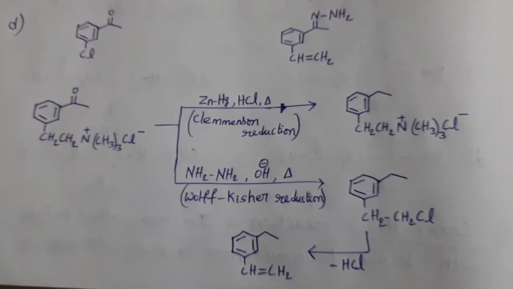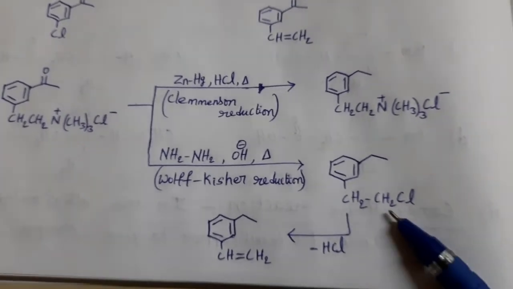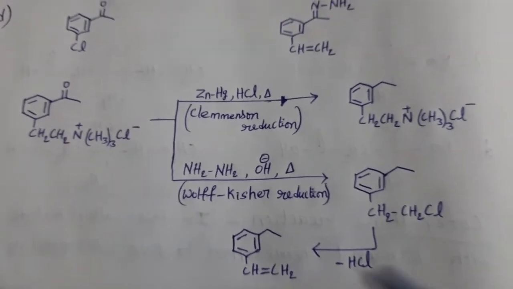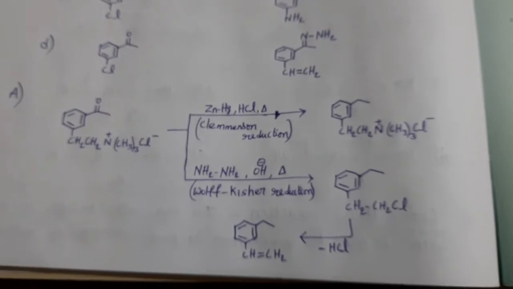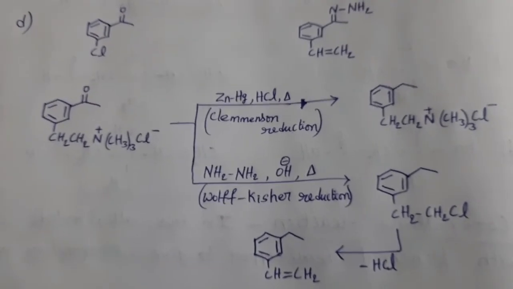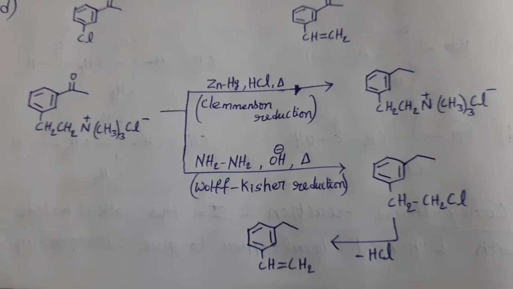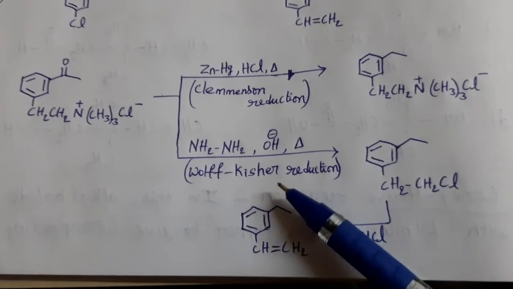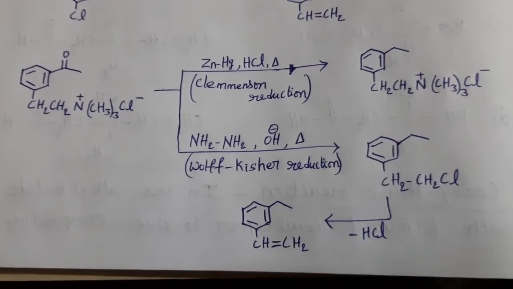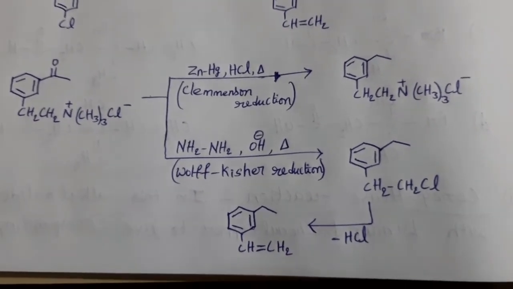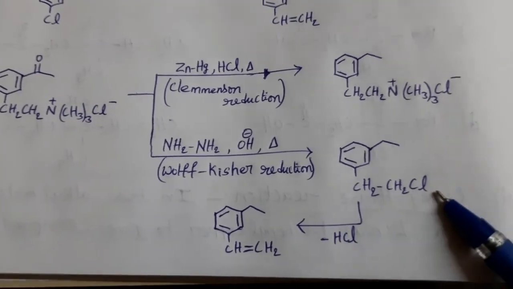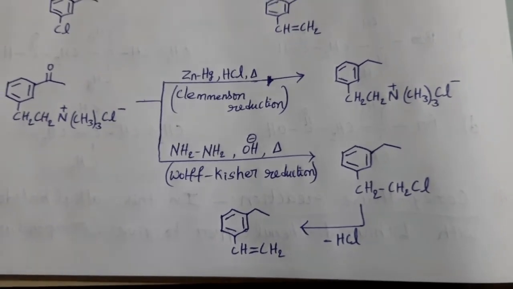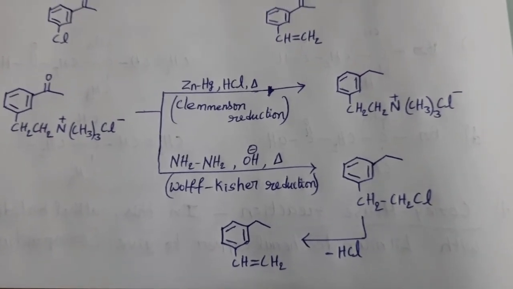Wolff-Kishner reduction takes place in base medium. That's why dehydrohalogenation takes place and it is converted to an alkene. So this is the difference between Clemmensen reduction and Wolff-Kishner reduction. Clemmensen reduction takes place in acidic medium. That's why only the carbonyl group is reduced. But in the case of Wolff-Kishner reduction, this reduction takes place in base medium. So if a halogen atom is present in the given compound, then that undergoes dehydrohalogenation and changes to an alkene.